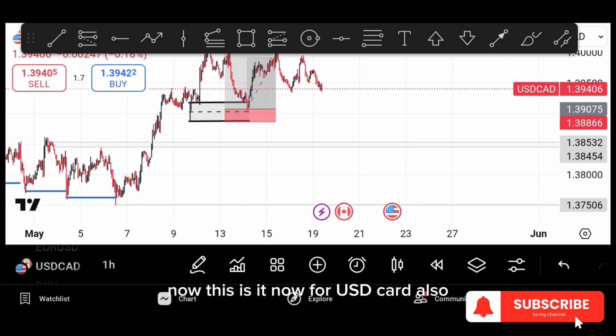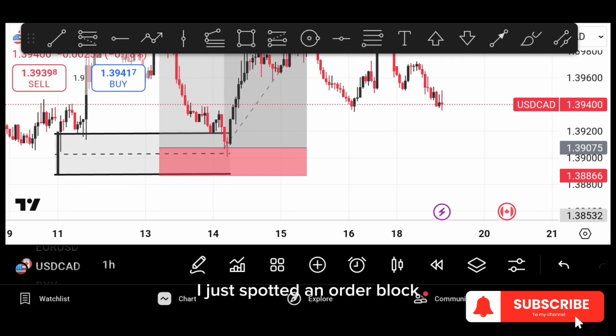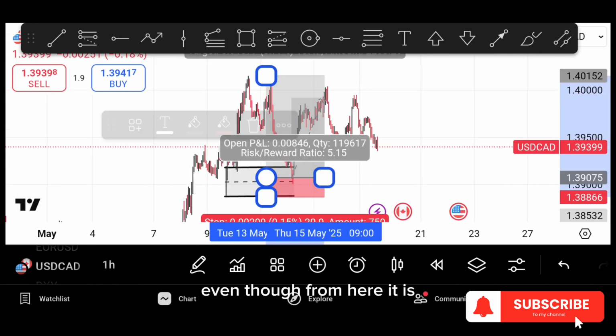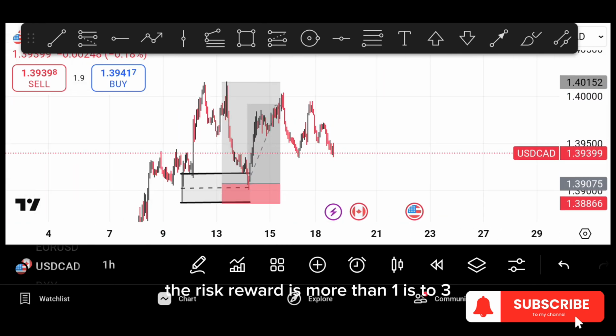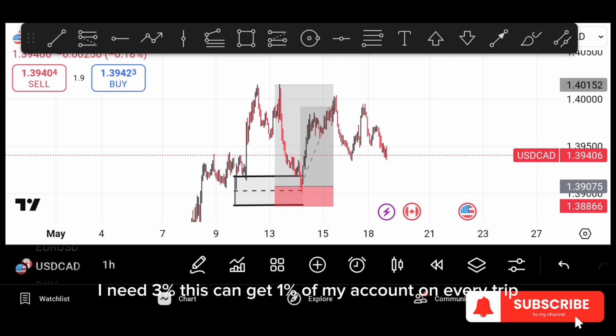Alright, now this is it. For USDCAD also, I just plotted an order block and took a trade from the order block, and this should give you 1 is to 3. Even though from here the risk to reward is more than 1 is to 3, I decided to play at 1 is to 2. Now mind you guys, I made 3%, risking just 1% of my account on every trade.